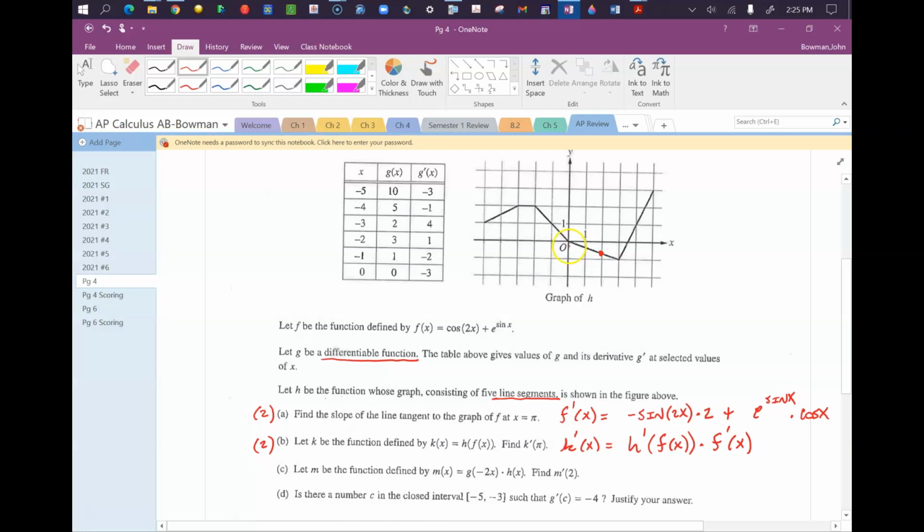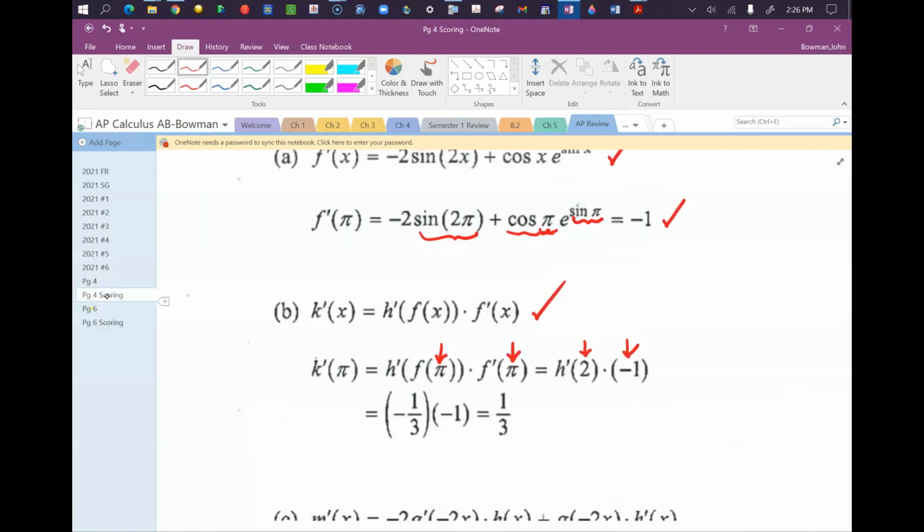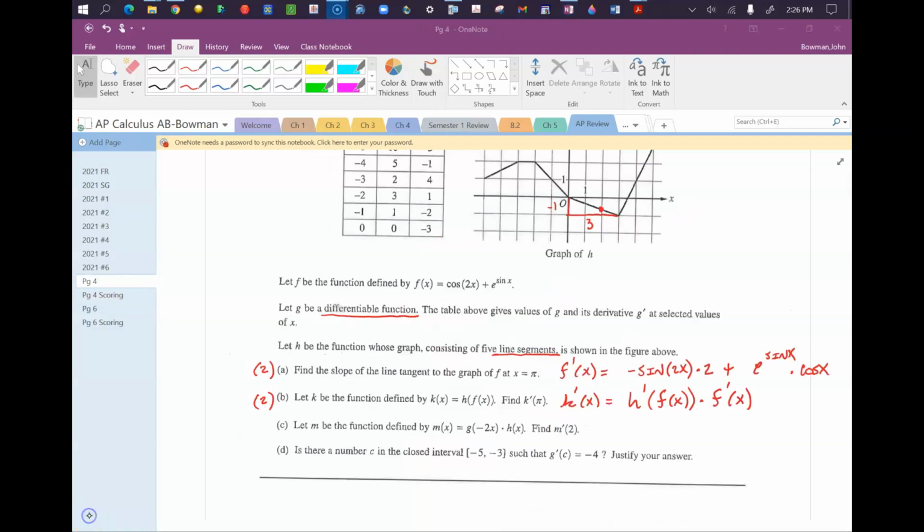So we can see that we have a rise of negative 1 and a run of 3. So negative 1, positive 3. So h prime of 2 is equal to negative 1/3. And that's where this negative 1/3 comes from right there, times f prime of pi, which is negative 1, and we have a final answer of 1/3. That's where the second point comes from on that free response question.